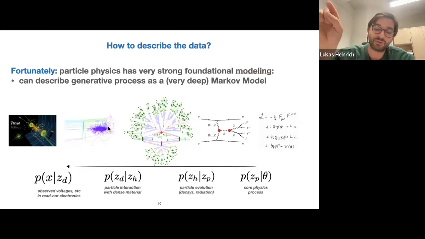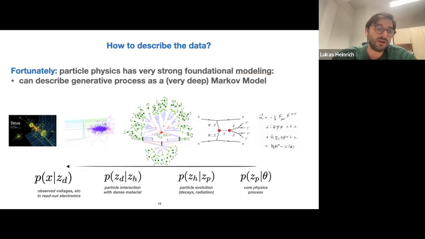You see a particle shooting into a detector, interacting vigorously with the material. And at the end of this interaction, you actually see the observed voltages. So this is the data that we're actually reading out from the readout electronics. And that's really nice. So we know what the forward model looks like.